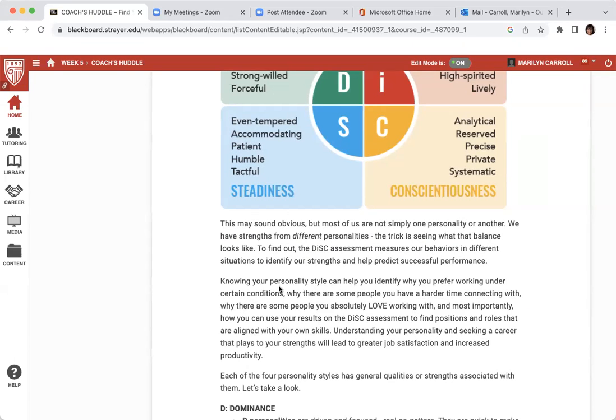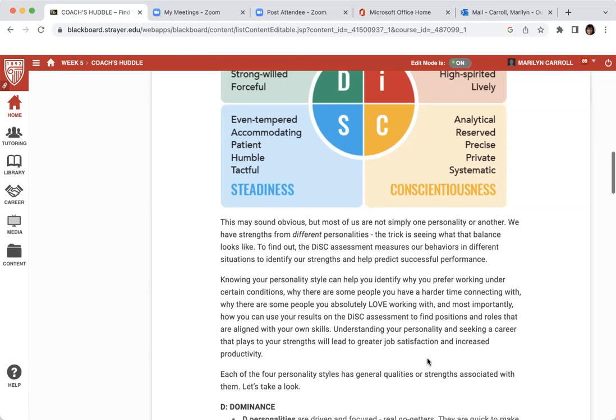So going on, knowing your personality style can help you identify why you prefer working under certain conditions, why there are some people you have a harder time connecting with, and why there are some people you absolutely love working with. And most importantly, how you can use your results on the DISC assessment to find positions and roles that are aligned with your own skills. Seeking a career that plays to your strengths will lead to greater job satisfaction and increased productivity, okay?